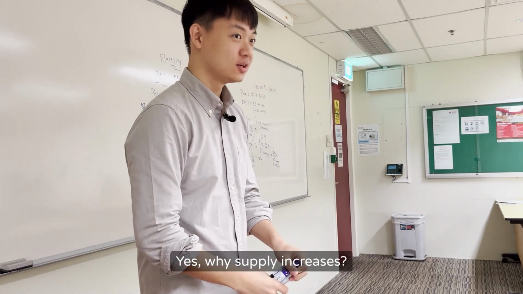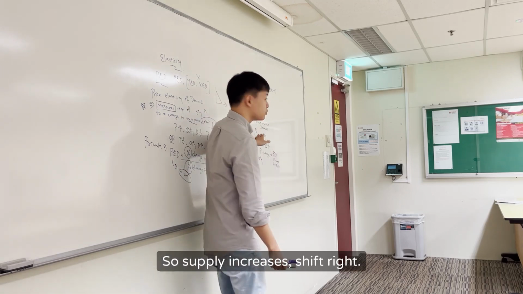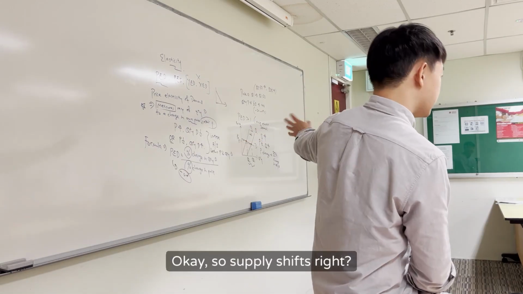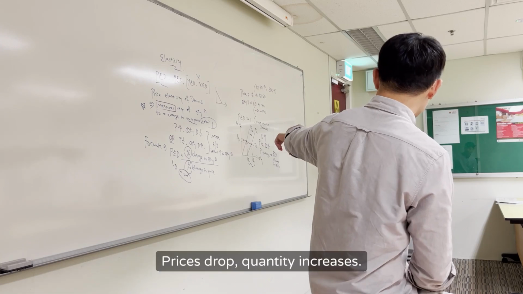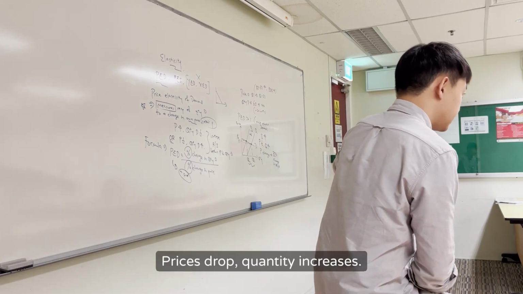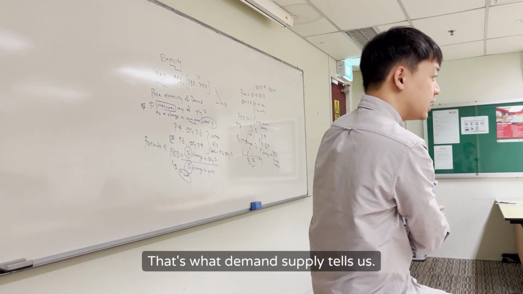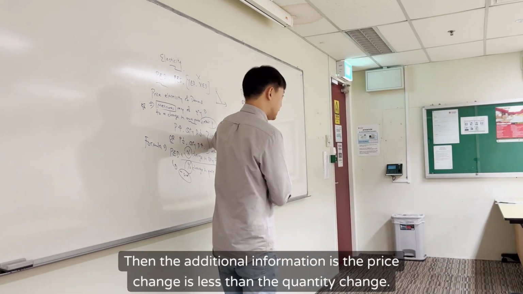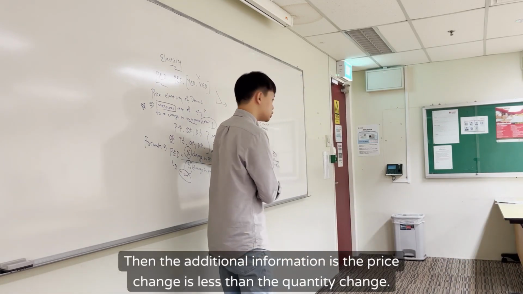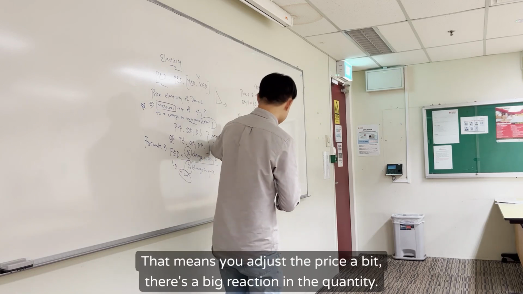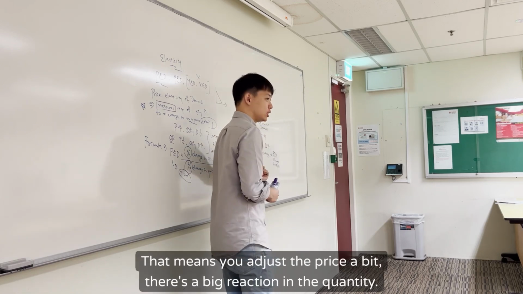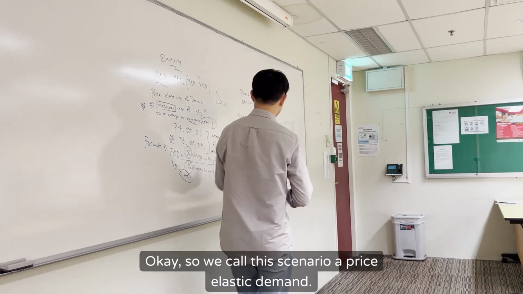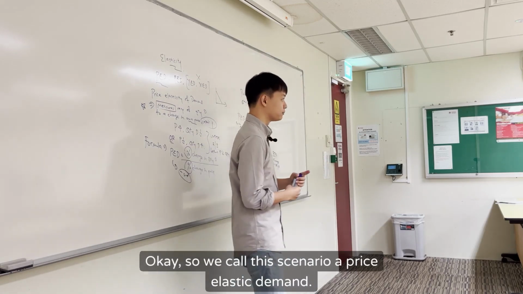Why supply? Supply increases, so the supply curve shifts right. So supply shifts right, prices drop, quantity increases. That's what demand and supply tells us. Then the additional information is the price change is less than the quantity change. That means you adjust the price a bit, there's a big reaction in the quantity. So we call this scenario price elastic demand.